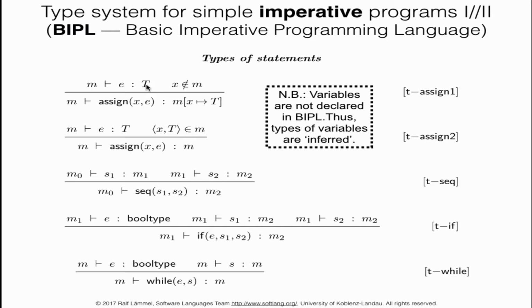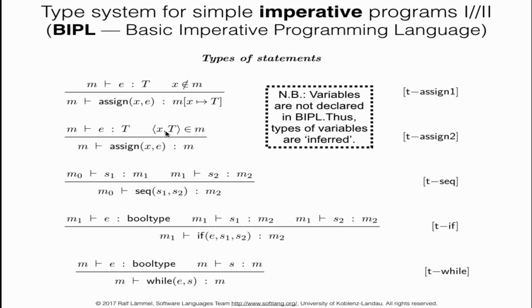Okay, let's start at the top. So given some type assignment, I mean a mapping from variable names to types, M, an assignment is well typed if the right-hand side expression E is of some type T. And if X is not already bound in the type assignment, well, then we update the type assignment so that X now maps to T.